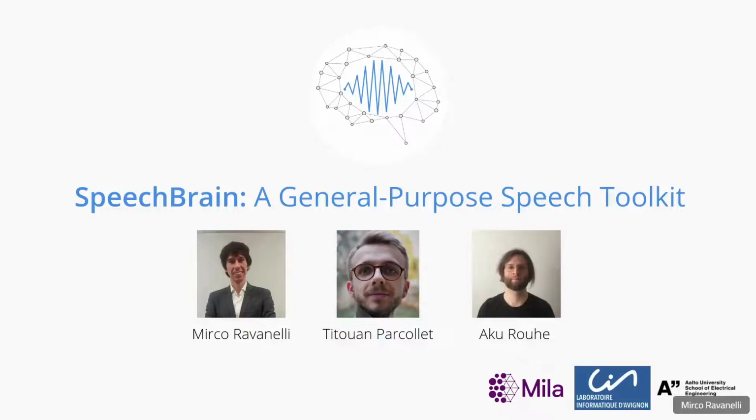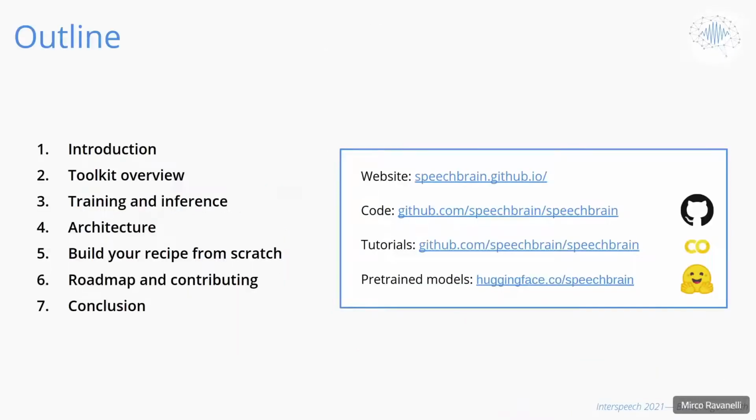So let me start with the outline of the tutorial. First of all, we will follow a kind of top-down approach where we start with a gentle introduction, and then progressively add more and more technical details. I will start with an introduction. Then Titouan will give you a toolkit overview with all the available resources. We will explain how to do training and inference with SpeechBrain.